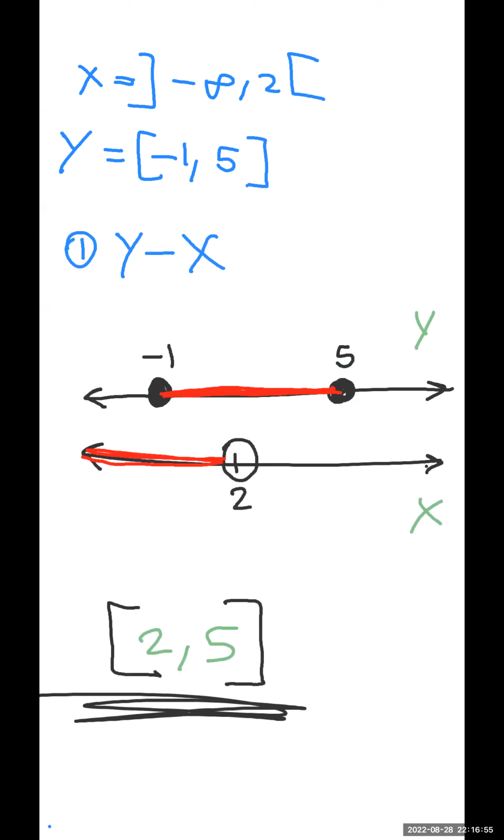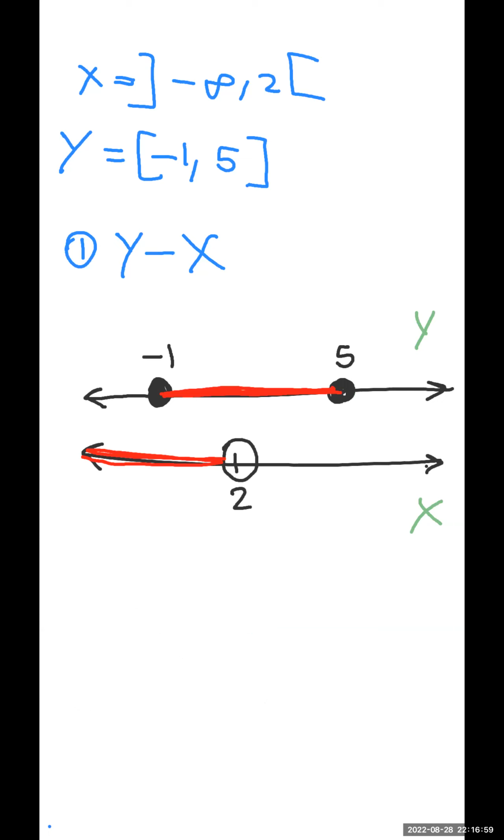What will be the difference? I'm going to clear all this. What will be the difference? The difference starting from here till here. Okay, so 2 and 5. Do we have 2 in Y? Yes. Do we have 2 in X? No, because it's not shaded. So 2 is a difference? Yes. So it's closed.